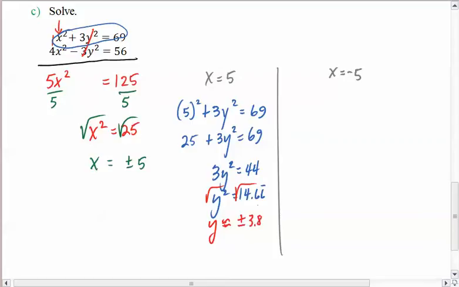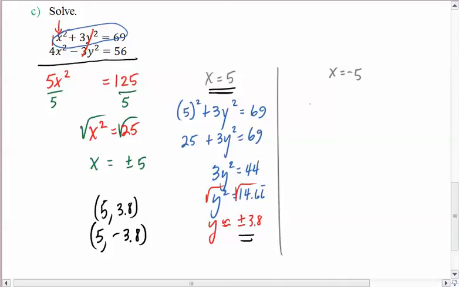So let's take a look at what this created. What I have then for some solution coordinate pairs is I have a 5 and a 3.8. I also have a 5 and a negative 3.8, right? Because this 5 produced 2 y values.